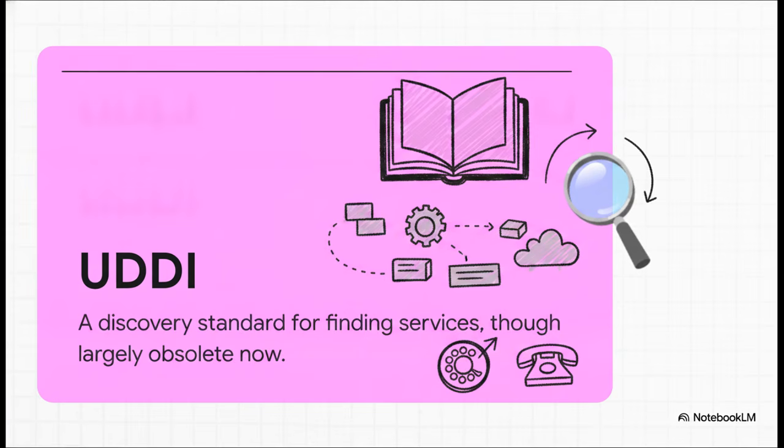And finally, to complete our standard trio, we have UDDI. UDDI is the discovery standard. It essentially acted as a sort of global phone book for services, allowing requesters to look up providers in the registry. It's really important to note for historical context that while it completely paved the way for service discovery, UDDI is actually largely obsolete in modern systems today.